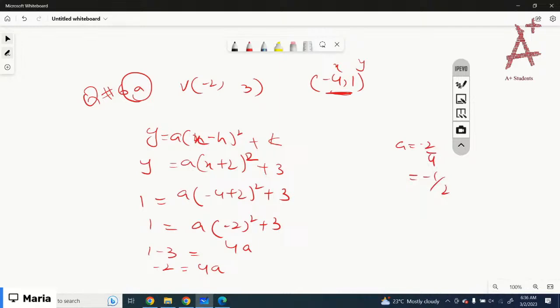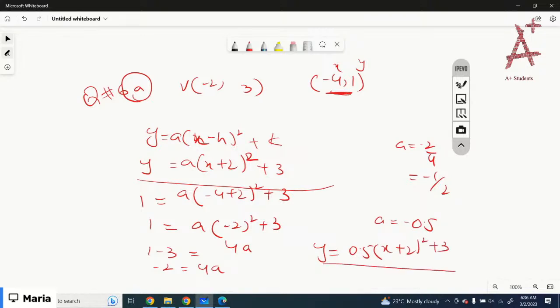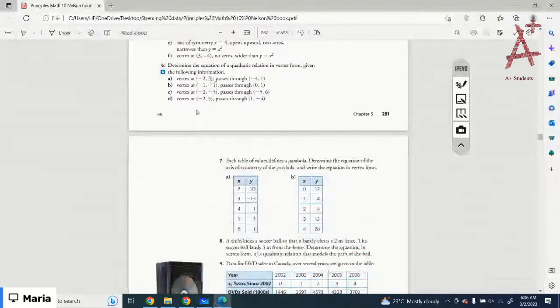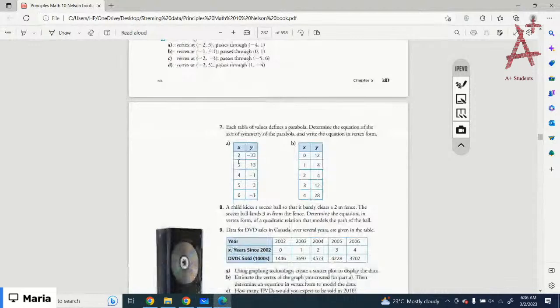Got it? Either it is negative 0.5. So the equation would be, just put the values in this equation: y equals negative 0.5 times (x plus 2) whole squared plus 3. Got it? That is the correct option. That's how you get the values for all the given points. Got it?